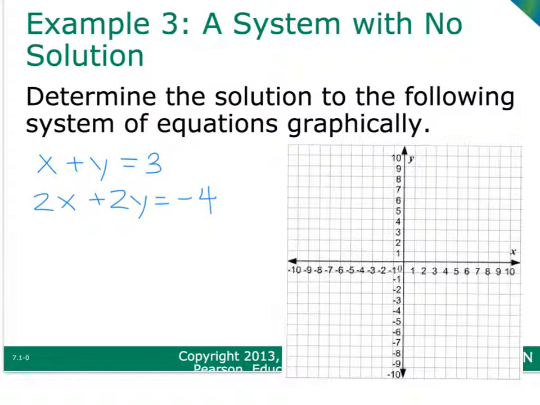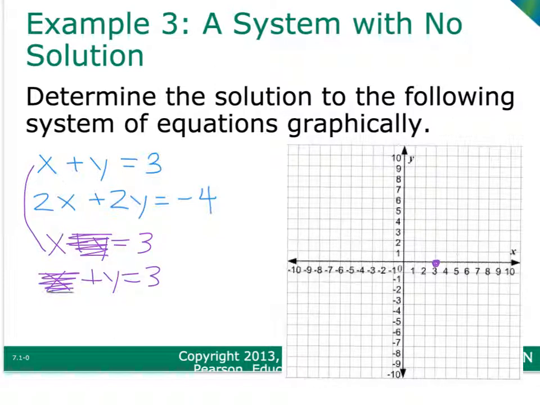Let's try another one. You have the equations x plus y equals 3 and 2x plus 2y equals negative 4. Let's graph x plus y equals 3 first. I'm going to use the x-intercept method again. If I'm looking for my x-intercept, I simply zero out my y, and my x-intercept turns out to be 3. So I'm going to plot that on my x-axis. If I'm looking for my y-intercept, I simply zero out my x. My y-intercept is also 3, and I'm going to plot that on my y-axis.